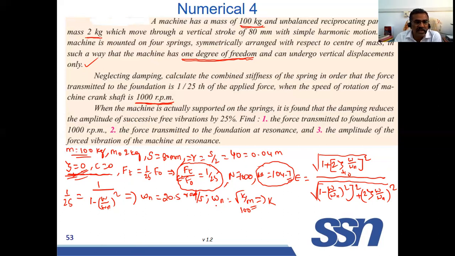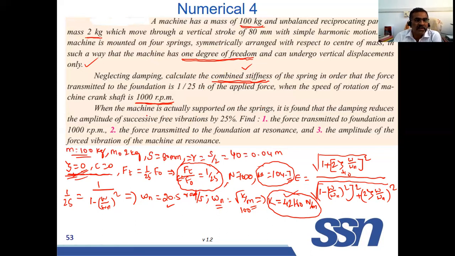And omega n is equal to 20.5. From this, you can find the value of k. That is 42,160 Newton per meter. So the first value, k, we have calculated. Calculate the combined stiffness, that is the first step.